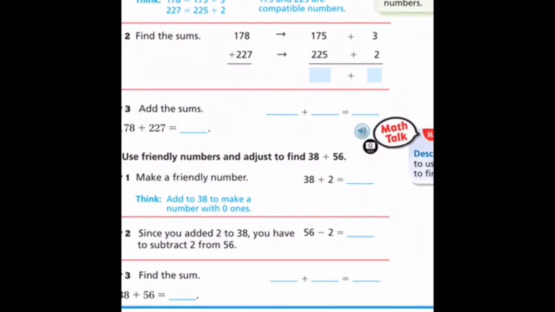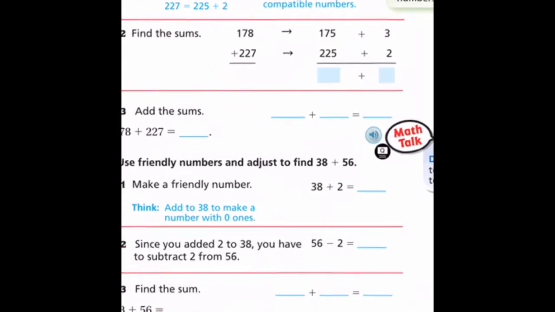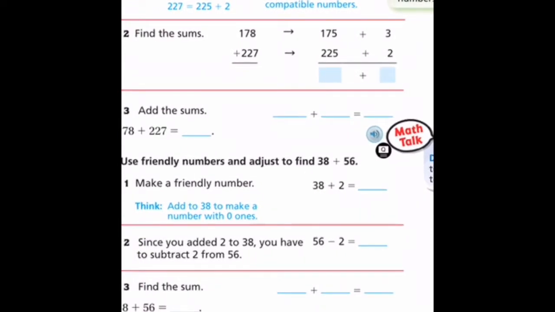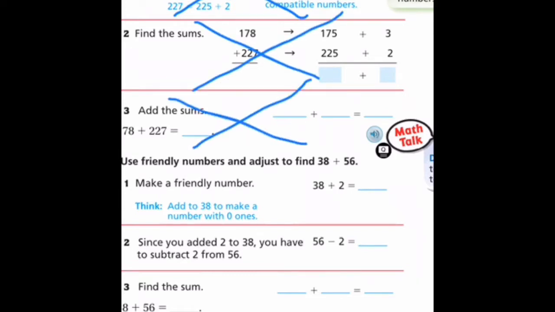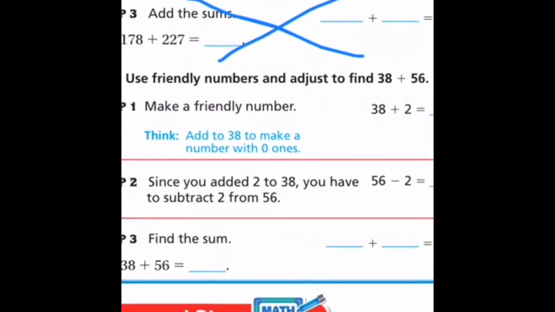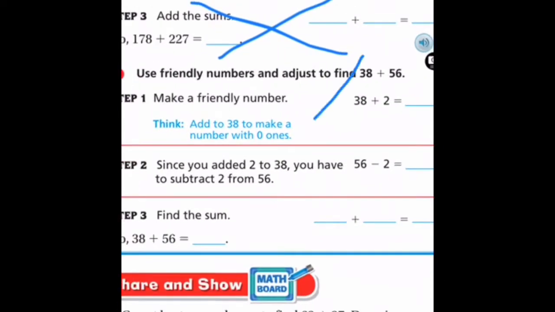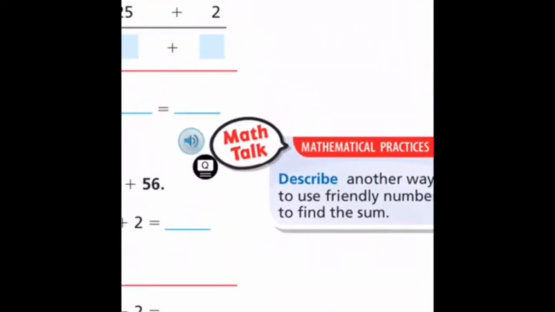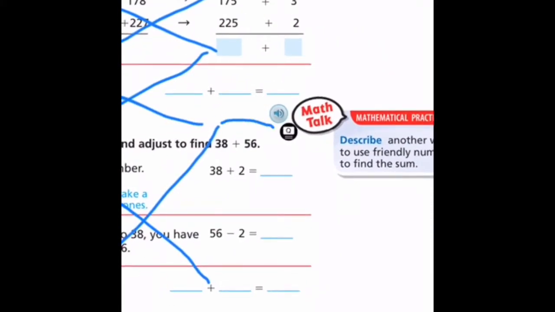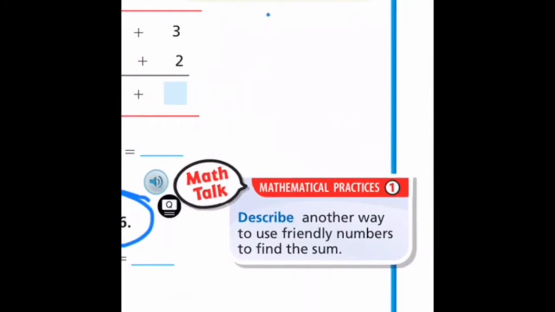And it says we can use compatible numbers. So by now we know that compatible numbers, we are going to cross that out. Friendly numbers, same thing. That's really not going to help us much, so we'll cross that page out too, okay. Those are strategies. Now it looks like they're using 38 plus 56 here.